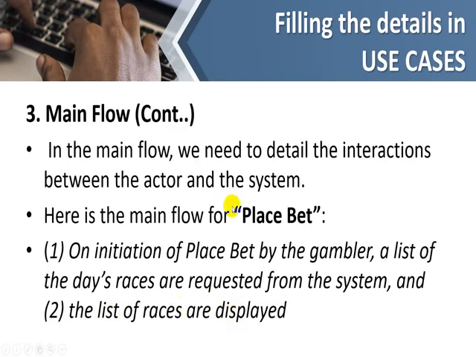In the main flow, we need to detail the interaction between the actor and the system. Here is the main flow for the place bet use case description, right? So what is the main flow? On initiation of place bet by the gambler, a list of the day's races are requested from the system. So the main flow is the gambler asks for all the races that are going to be on that particular day, right? And number two, the list of races are displayed. So the second point is he gets the list of all the races for that particular day.